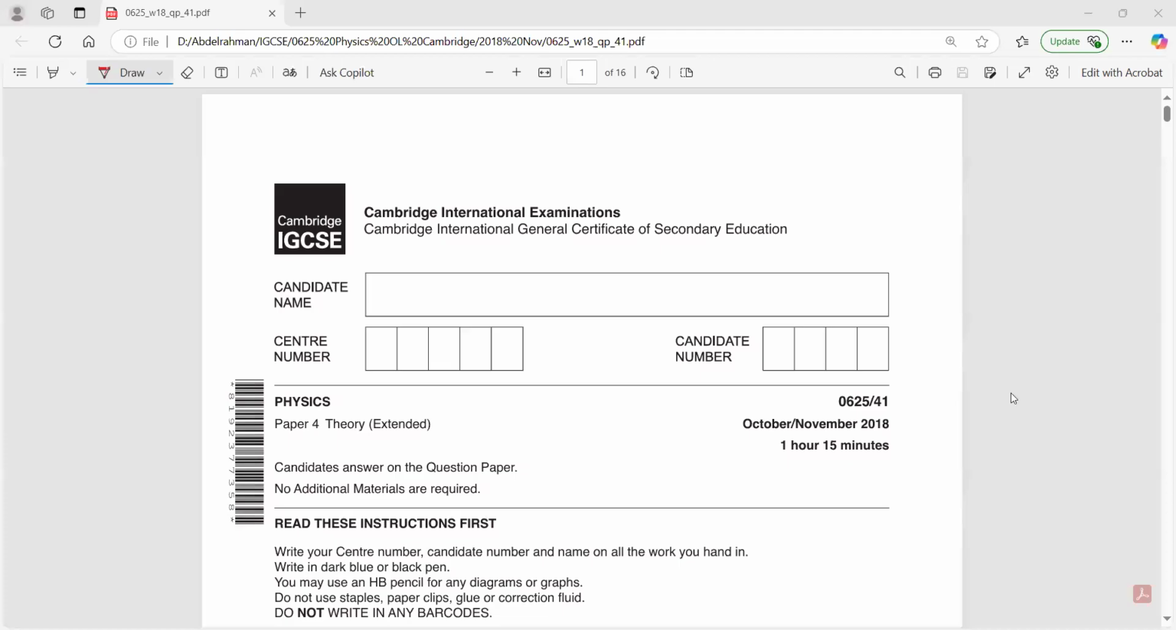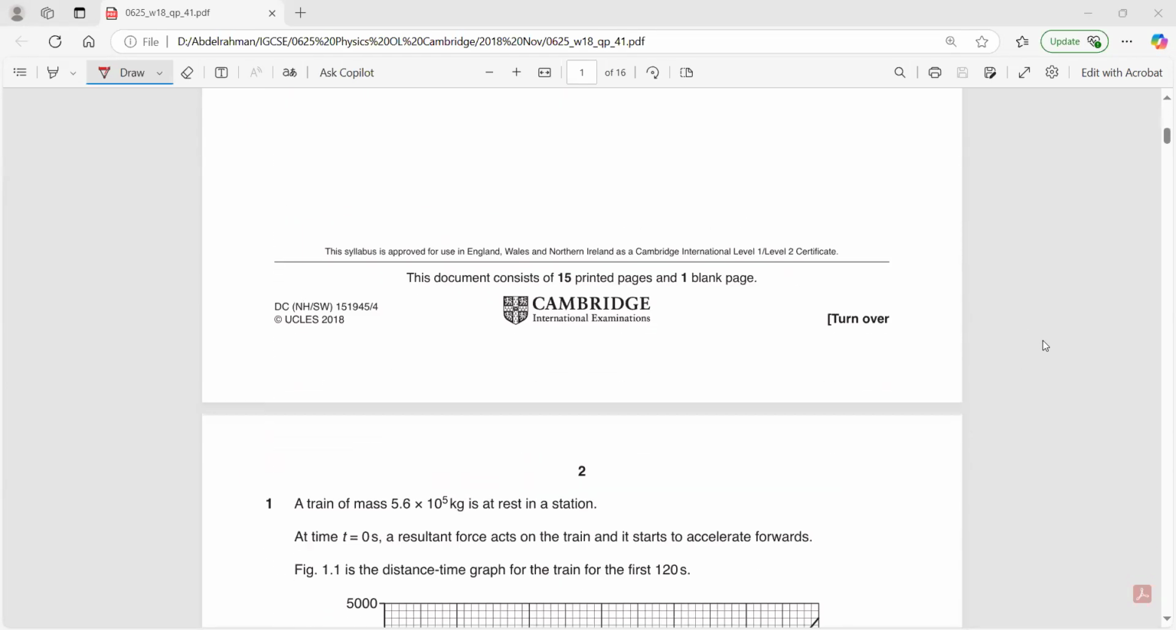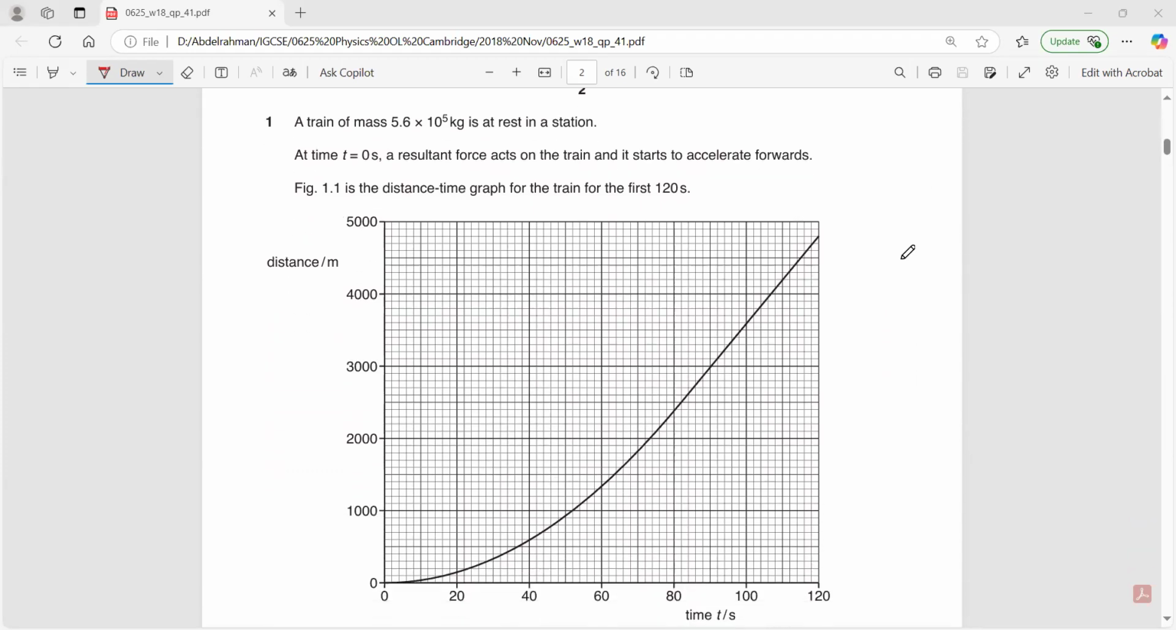October, November 2018, paper 4, variant 1. Question 1. A train of mass 5.6 times 10 to the power of 5 kilograms is at rest. At time t equals 0 seconds, a resultant force acts on the train and starts to accelerate forwards.